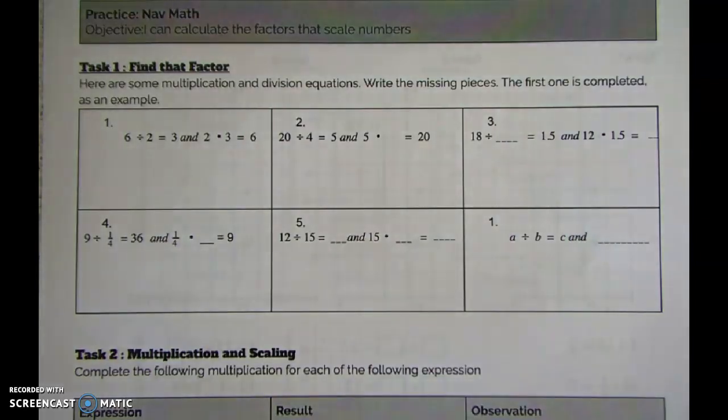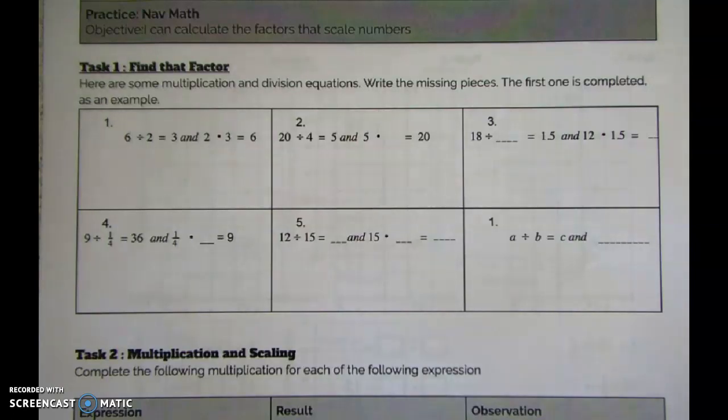All right, this is your launch, find that factor. So during this video, I'm going to be explaining the launch and explaining each problem and how to do it. While I'm explaining, I'm going to be writing things down, so please make sure that you are writing whatever I'm writing down. And if you have a highlighter, it would be great if you can follow along.